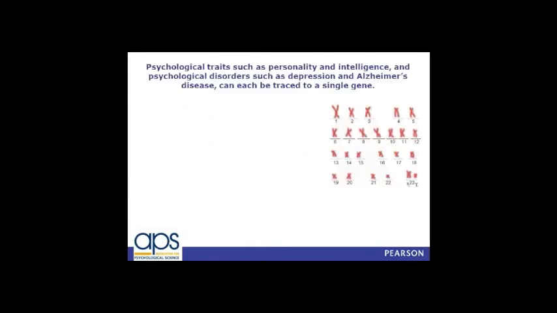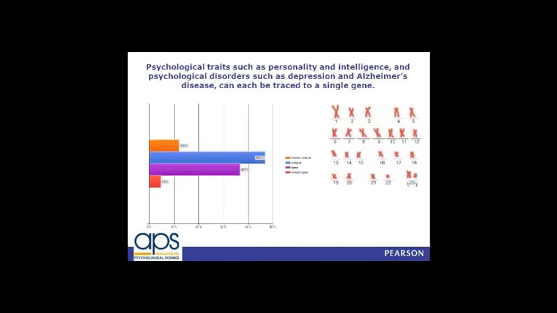Psychological traits such as personality and intelligence and disorders such as depression and Alzheimer's disease can each be traced to a single gene. The majority of the respondents did disagree with that, which was encouraging, although we did have a high proportion. About 40% agreed that you could trace complex disorders and traits to a single individual gene.